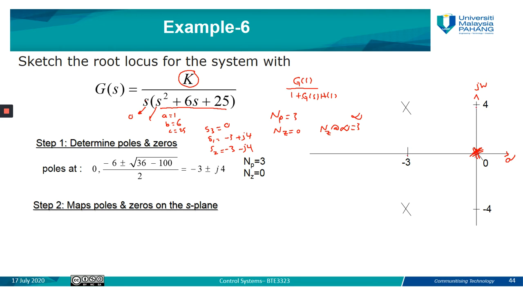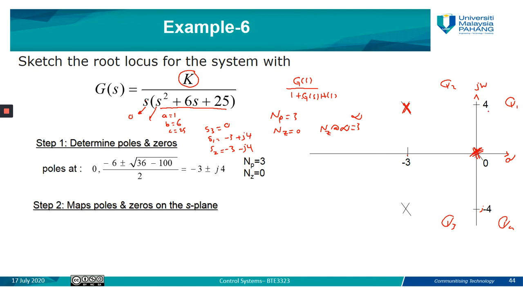This is plus J4 as the imaginary part. So the pole will be placed in this Q2. This we call Q2, this Q1, quarter 1, quarter 2, quarter 3, and quarter 4. Okay, so the second will be -3, -J4, so it's -3, and this is -J4.